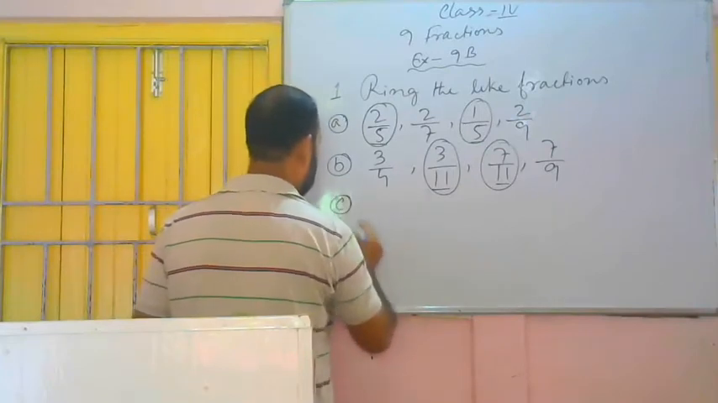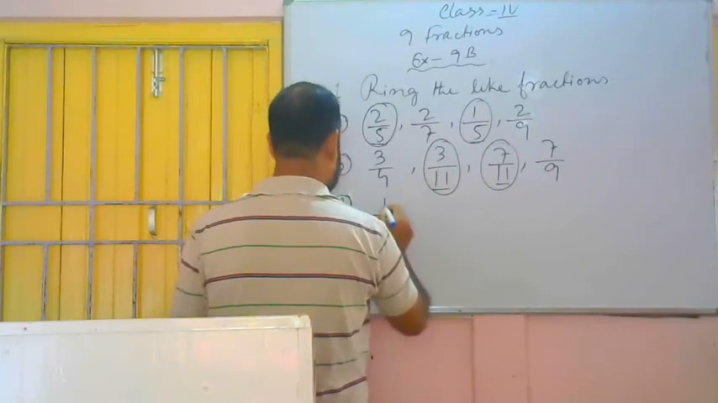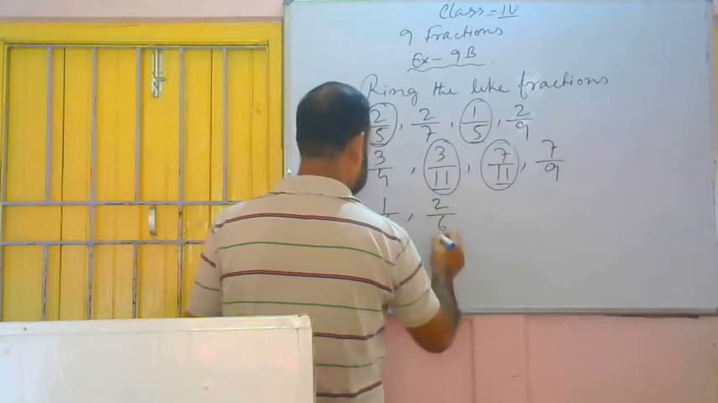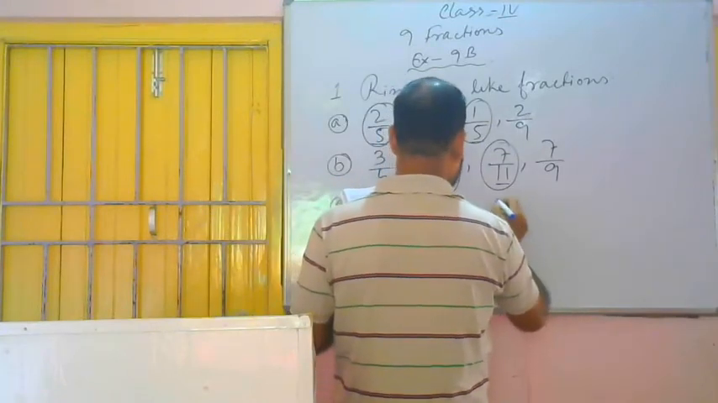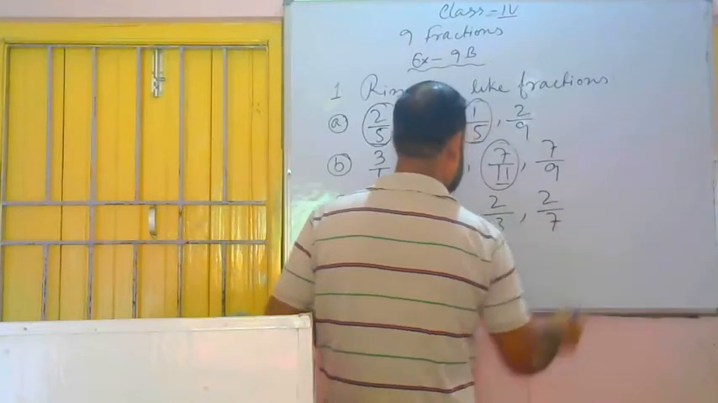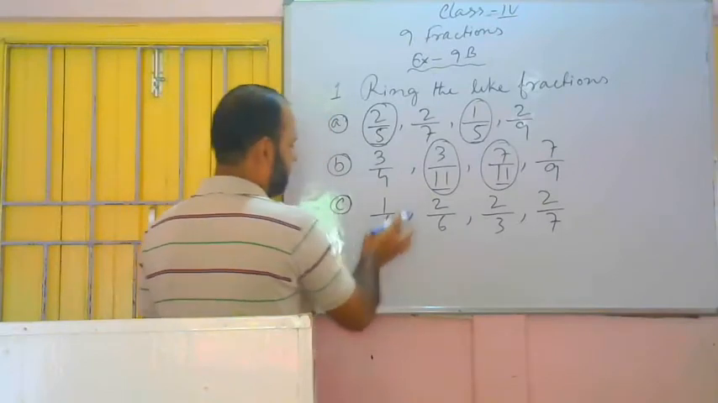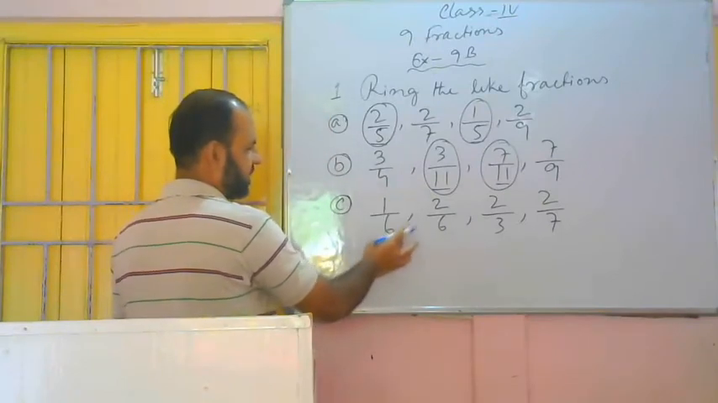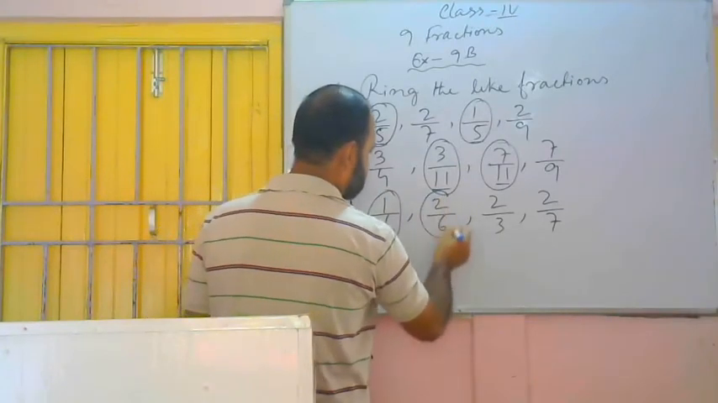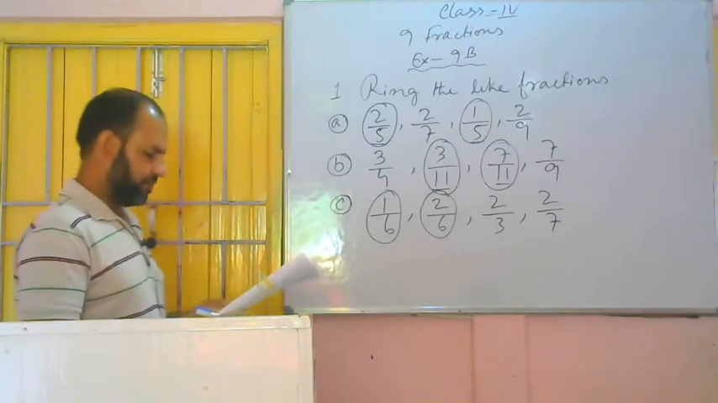Number C: 1 by 6, 2 by 6, 2 by 3, 2 by 7. So same denominator only there, 1 by 6 and 2 by 6. These two fractions are like fractions.